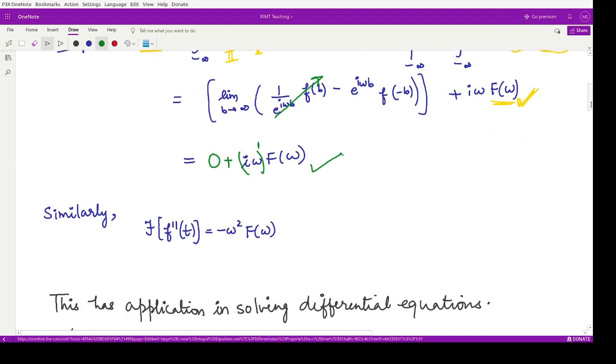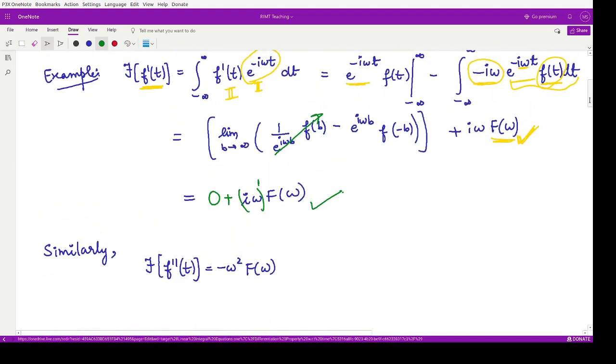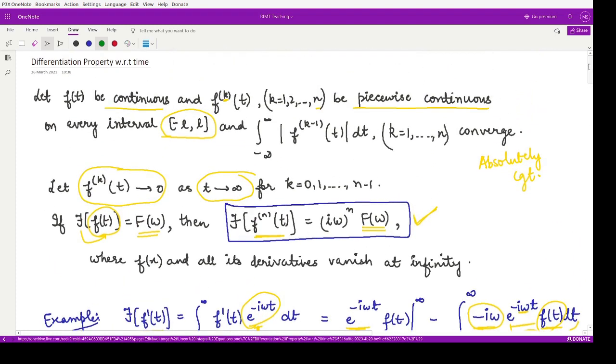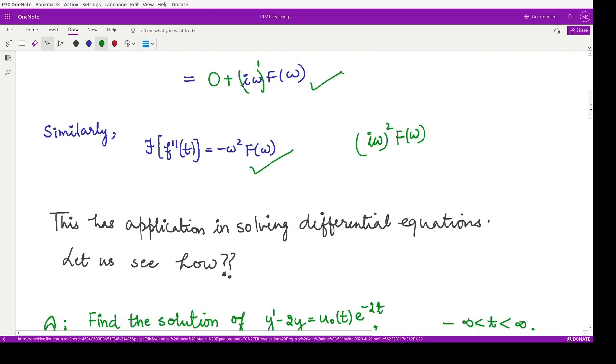And next we'll see what is this for second derivative. For second derivative, it would come out to be iota omega square F of omega. So what is iota square? That is equal to minus 1. So this comes out to be this quantity. So this result is very simple, but this is an important result which one should note.